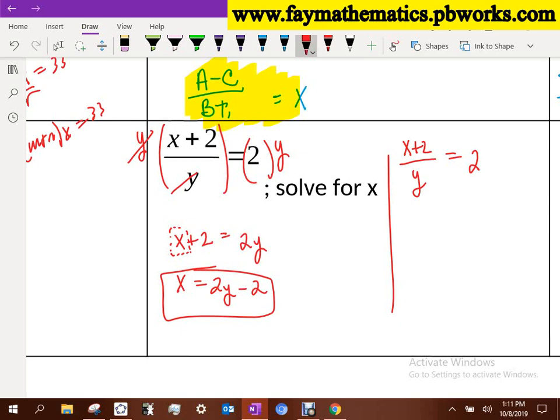When you have a fraction, what do you try to do first? Multiply by that common denominator, right? LCD, you've got to get that out of there. So the LCD here is still y, right? Multiply both sides by y. It gives me x plus 2 equals 2y.